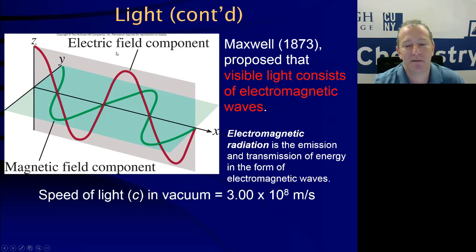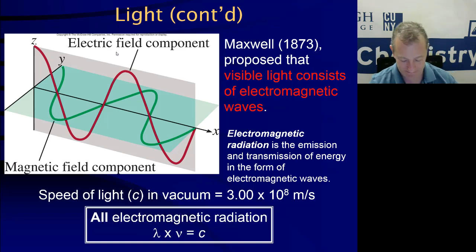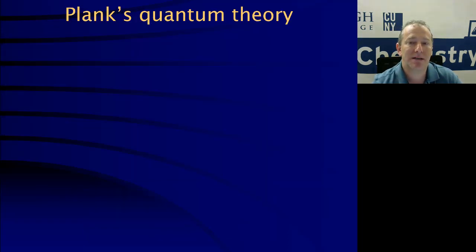So light, Maxwell, 1873, perpendicular electric field and magnetic components, and electromagnetic radiation is exactly what we've been talking about. Speed of light in a vacuum, 3 times 10 to the 8th meters per second. I guess I could have had this earlier. And wavelength times frequency equals the speed of light. What do we use this for? Again, studying matter because of the way that it interacts with matter differently.